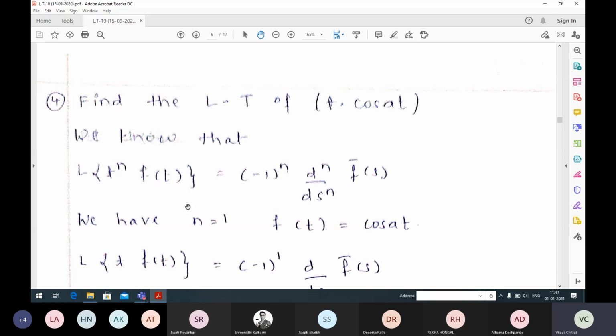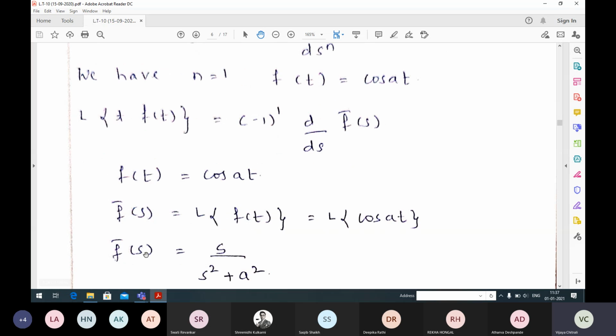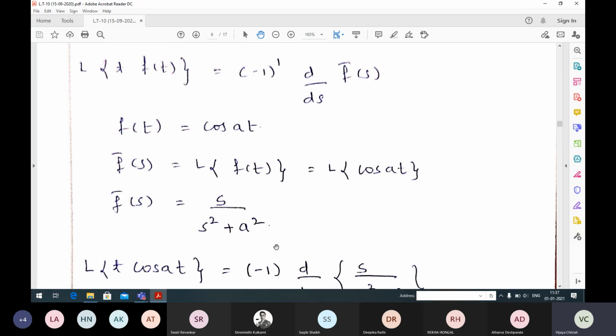Once we know what f of t is, we can find f bar s. So first find f bar s. f of t is cos at. Then f bar s will be the Laplace transform of f of t. So what is the Laplace transform of cos at? The Laplace transform of cos at is s divided by s square plus a square.